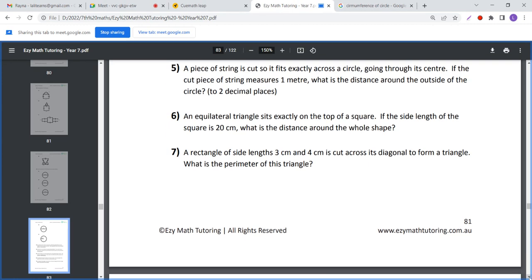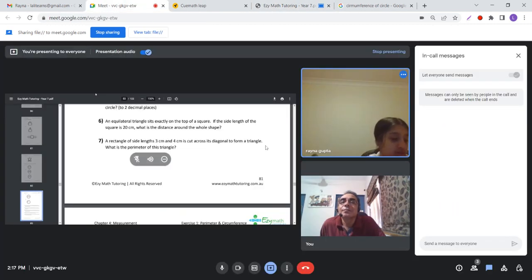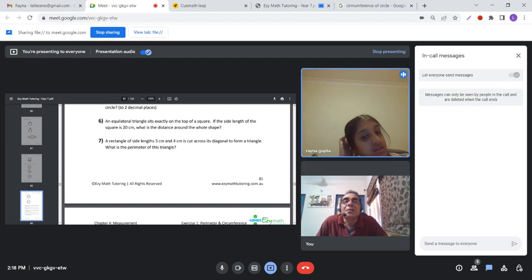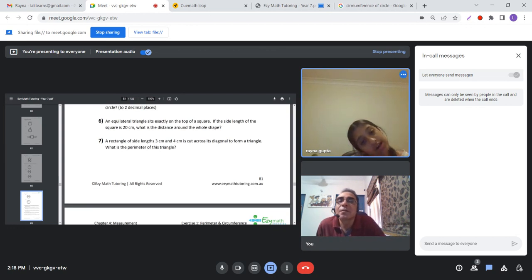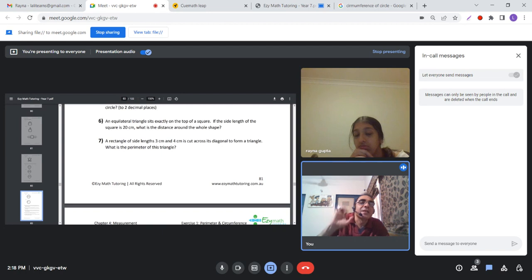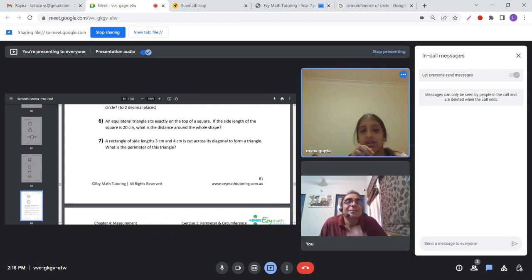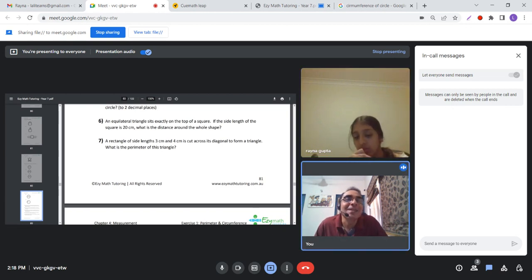Okay, question 6. An equilateral triangle sits exactly on the top of a square. If the side length of the square is 20 centimeters, what is the distance around the whole shape? You need to be imaginative. You want me to draw the figure for you? It will be 400. 20 centimeter is the length of each side. 20 centimeter is the length of the side. That is also the length of the equilateral triangle side.